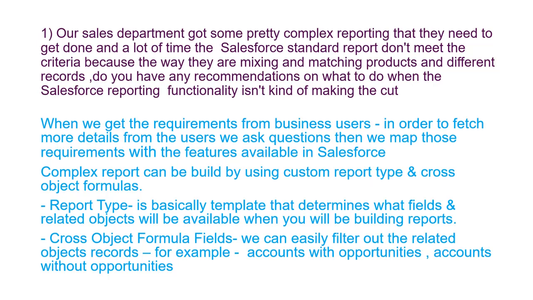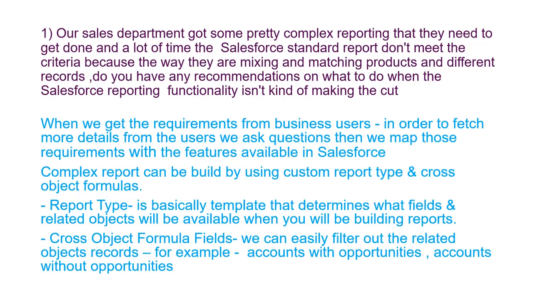A report type is basically a template that determines what fields and related objects will be available when you are building a report. For example, if you are building a report type for accounts, you can include just accounts or the related objects as well, like contacts, opportunities, and other related objects of opportunity. So based on your report type, the related fields will be available for you to build a report.